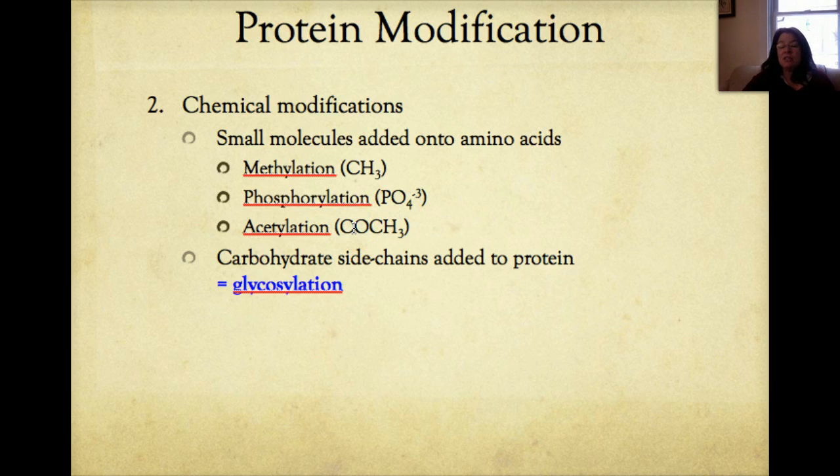So methylation, phosphorylation, and acetylation are our three typical chemical modifications, in addition to glycosylation.